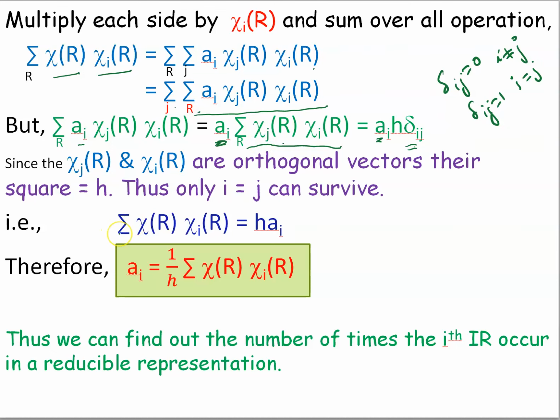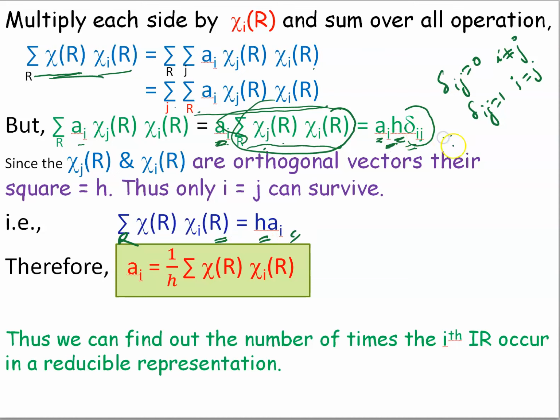So in that case, we can write this is equal to Ai into h. Delta ij becomes 1 when i is equal to j, and that is the only surviving combination. i not equal to j becomes 0. So this term is equal to h. So we can write this as sigma r chi r into chi ir is equal to h into Ai.